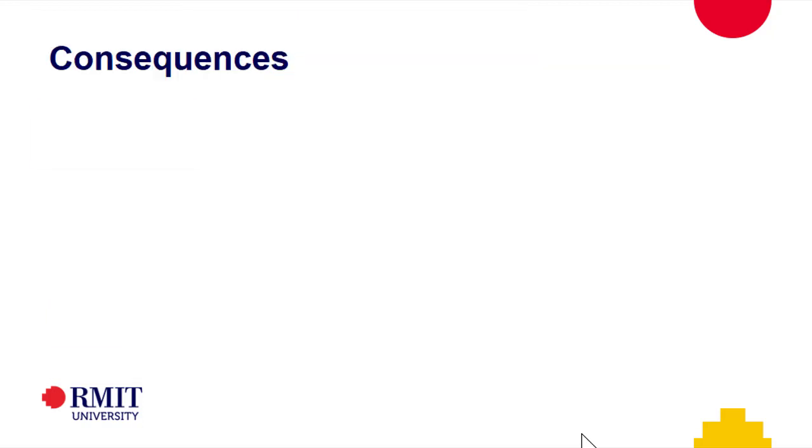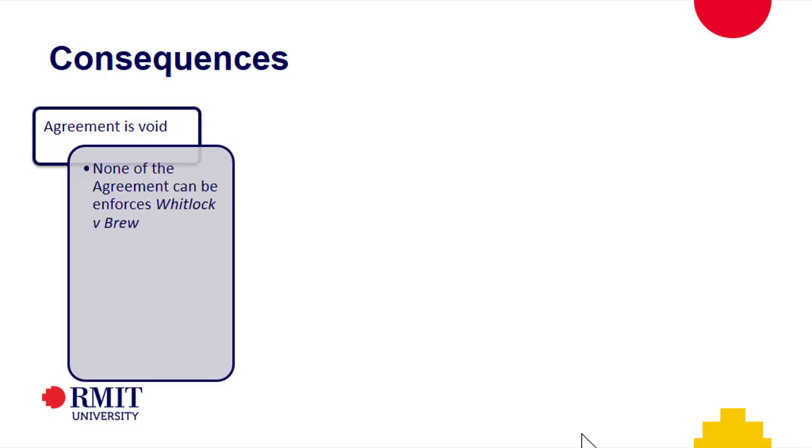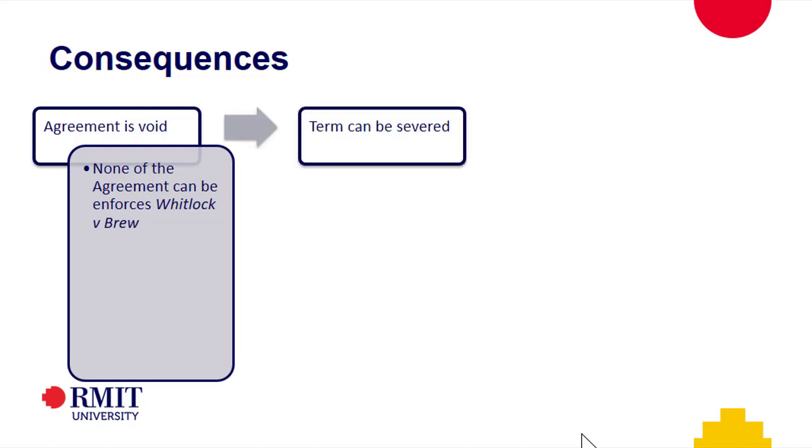So let's have a look at this. So firstly, one of the things we need to understand is the term itself, or is the uncertainty such that the agreement itself will be void? So if the agreement is void, then none of the terms can be enforced. The agreement itself, we don't have an agreement. So the lack of essential terms, so the failure to actually address essential terms, means that we have no agreement. We don't have all of the formation elements. Whitlock and Brew is a good example of this. No contract, do not pass go, do not collect $200.